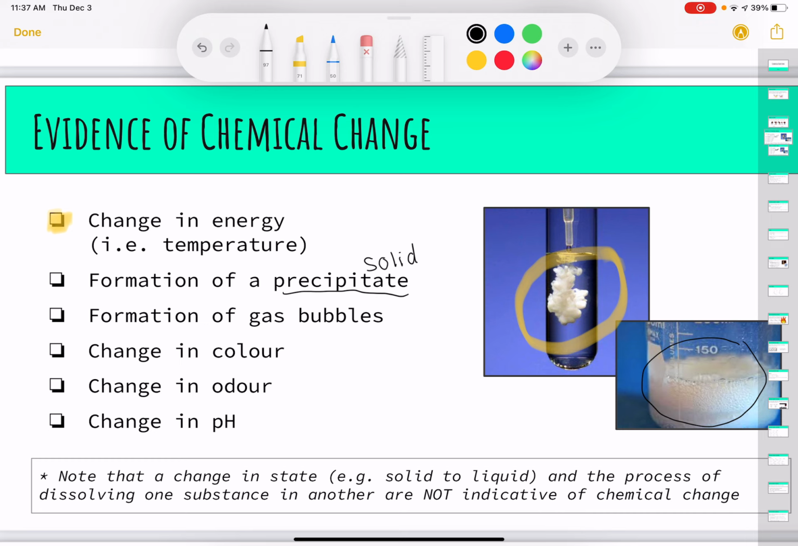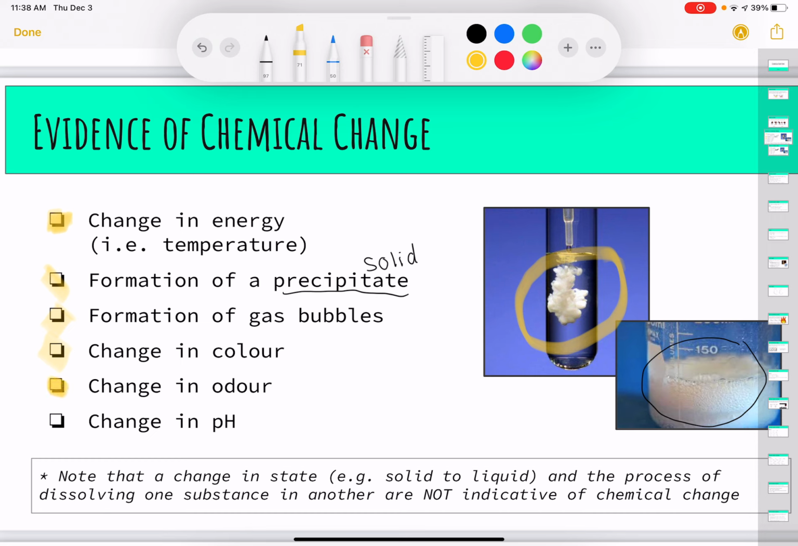Change in color. So if you see any color change, that's an indicator that a chemical change has happened. So as you start out with a white liquid and you end up with a blue, well, there's a chemical change that happened. A change in odor, so the difference in a smell.